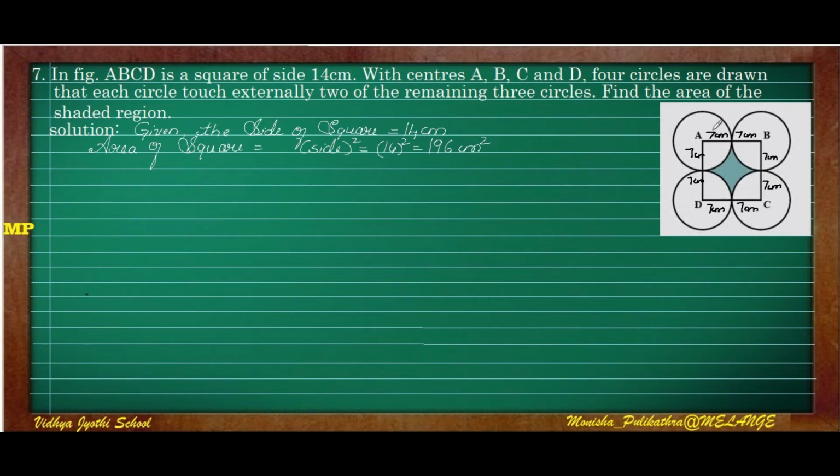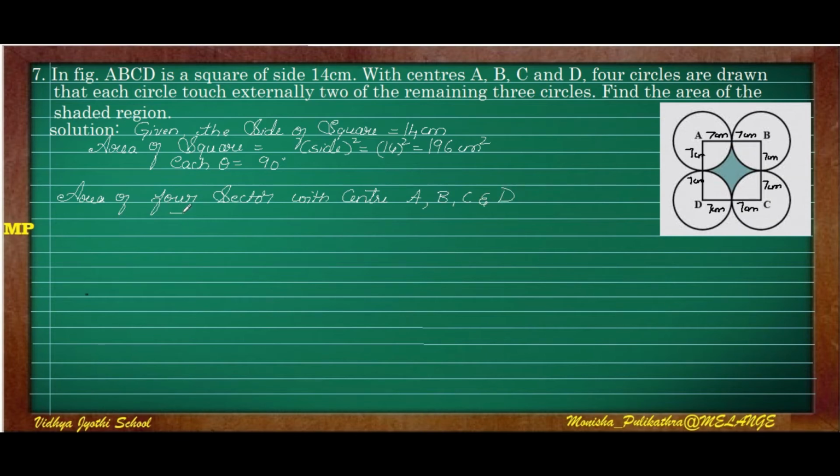So since it is a square, each angle will be equal to 90 degree. Next, there are 4 sectors. We can see here, this is a sector, this is a sector, and this one. So there are 4 sectors. So we have to find out the area of 4 sectors, 4 sectors with center A, B, C and D.